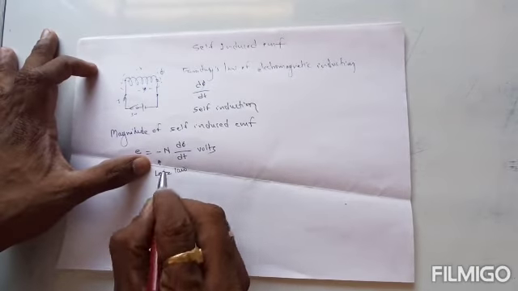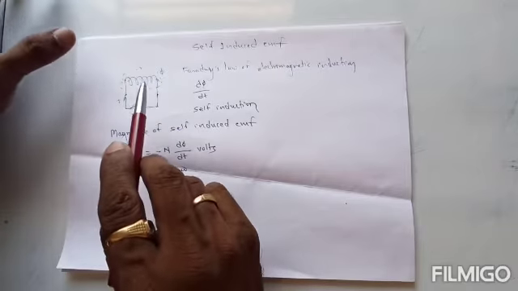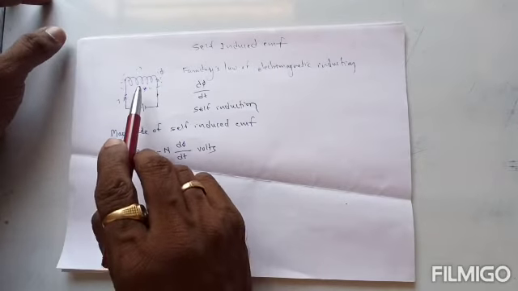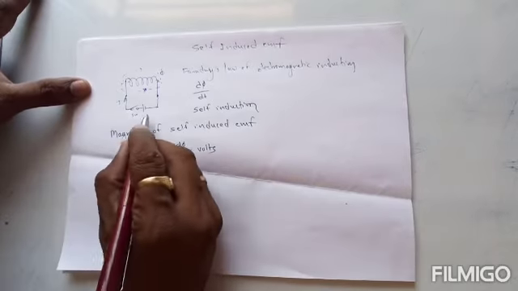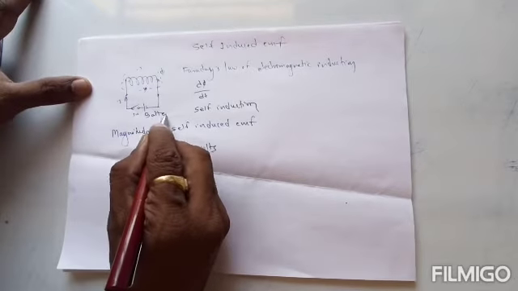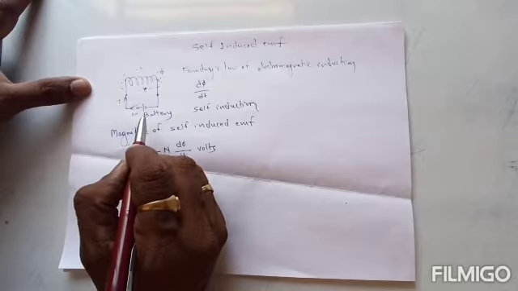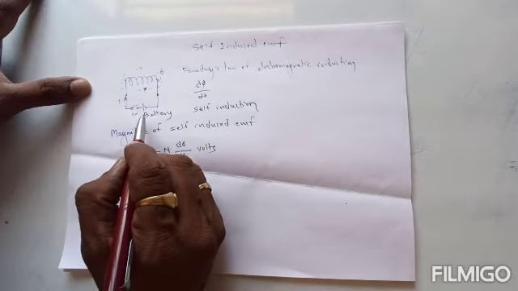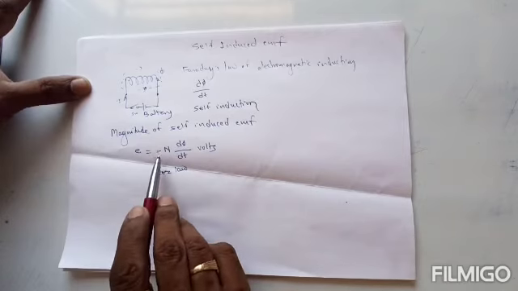The minus sign is because of Lenz's law. Lenz's law says that the EMF induced in the coil is because of the cause, that is nothing but the battery, and the direction of induced EMF is opposite to the cause, meaning opposite to the direction of potential of the battery. So the minus sign is used here.